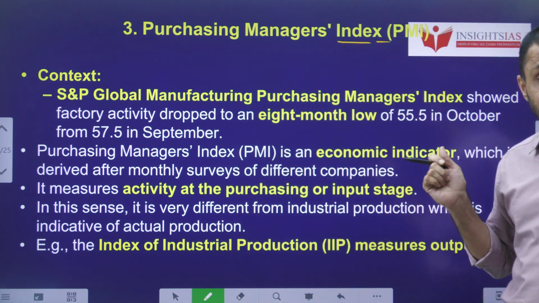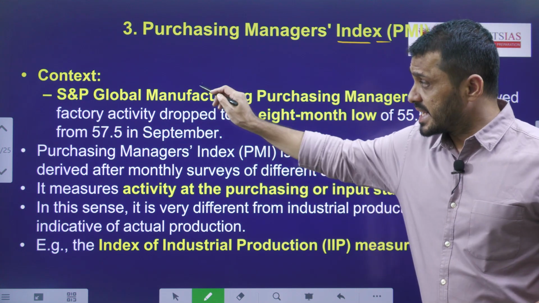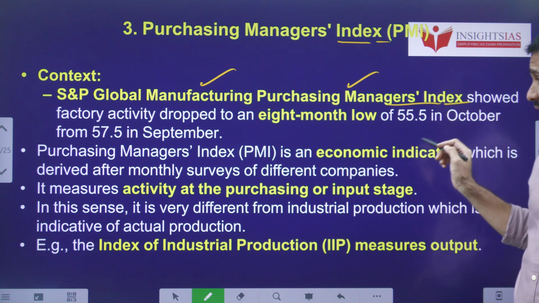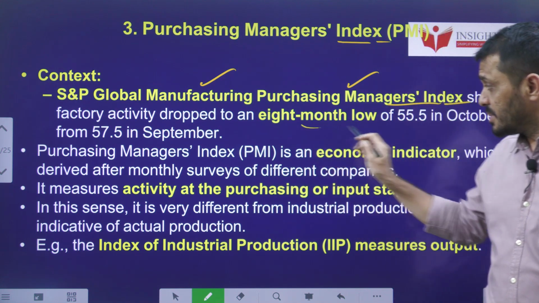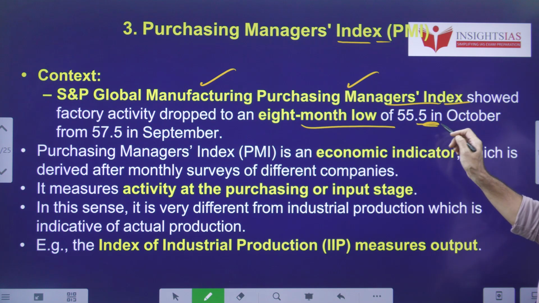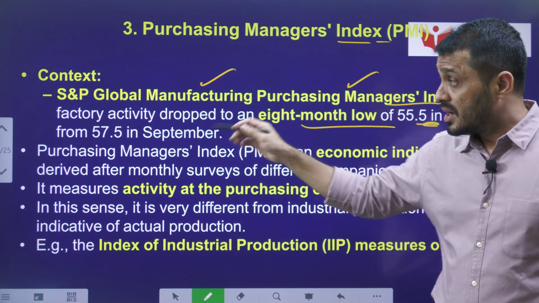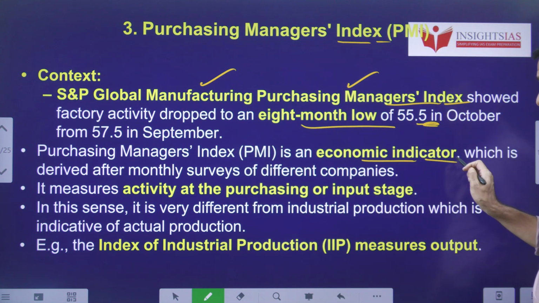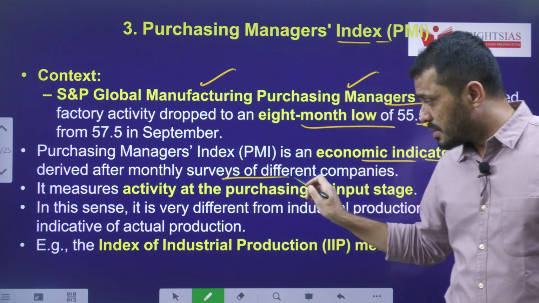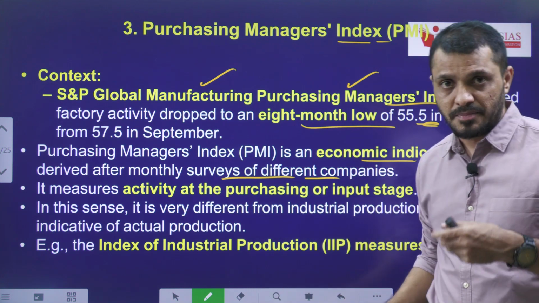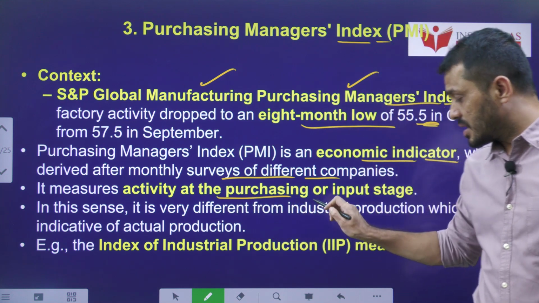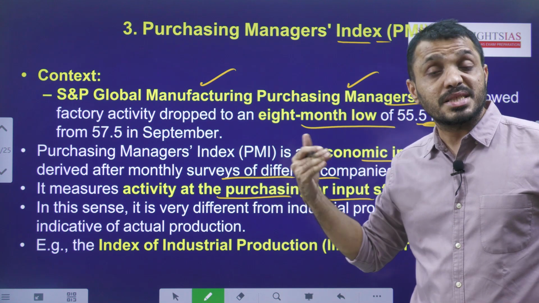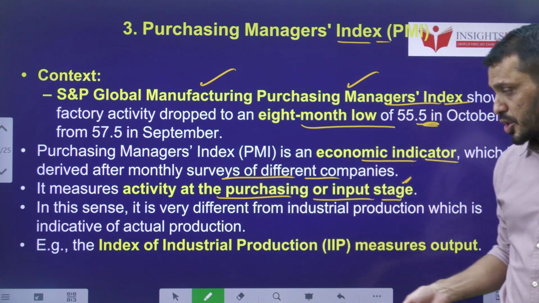Let's see who releases this Purchasing Managers Index. S&P Global released the Manufacturing Purchasing Managers Index. It reduced to an 8-month low of 50.5 in October from 57.5 in September. The Purchasing Managers Index is an economic indicator derived from a monthly survey of different economic components. It measures the purchasing or input of the various industries, not the output. If you are measuring the output, that means the index of industrial production.